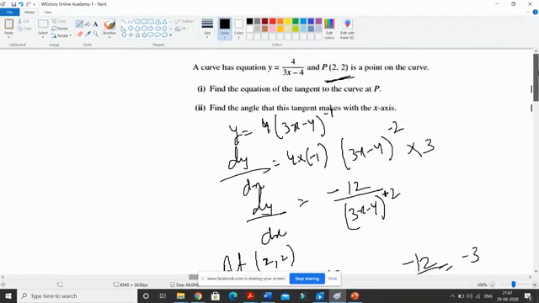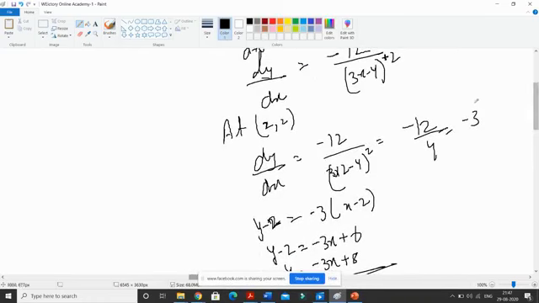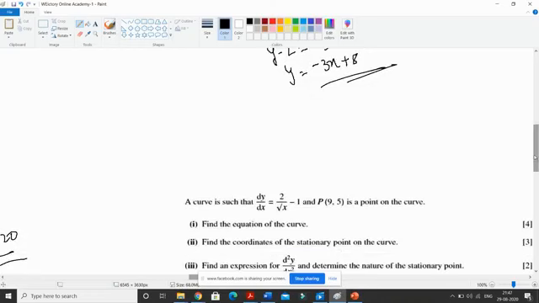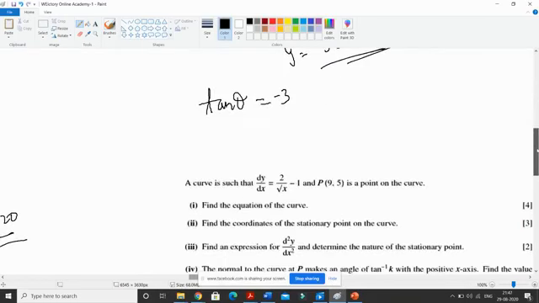Find the angle that this tangent makes with the x-axis. If you want to find the angle the tangent makes with the x-axis, you need to find the gradient of the tangent, and the gradient of the tangent we know is minus 3 at this particular point. And gradient is also called tan theta, where theta is the angle it makes with the positive x-axis. So tan theta is minus 3. So theta will be equal to tan inverse of minus 3.